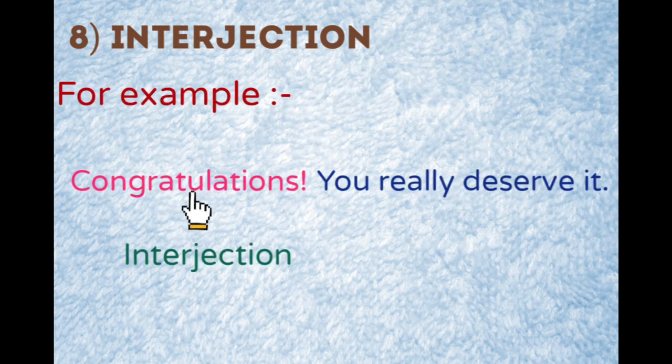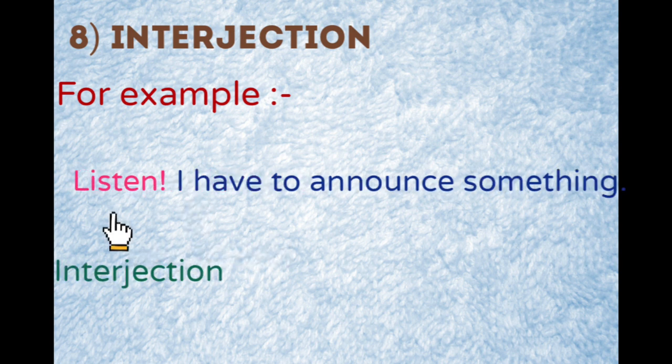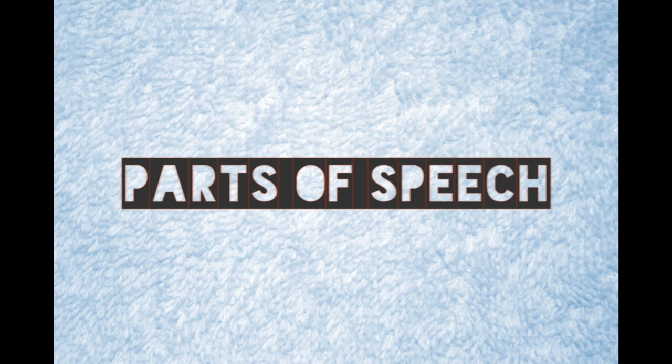Let's have a look at an example. For example, congratulations, you really deserve it. Here, congratulations is an interjection, which is followed by an exclamation mark and is showing some sudden feeling. Have a look at another example. Listen, I have to announce something. So here, listen is an interjection. Okay guys, here we have completed all parts of speech. I hope you have understood it thoroughly. I tried to explain it in a very simple manner with very simple examples.